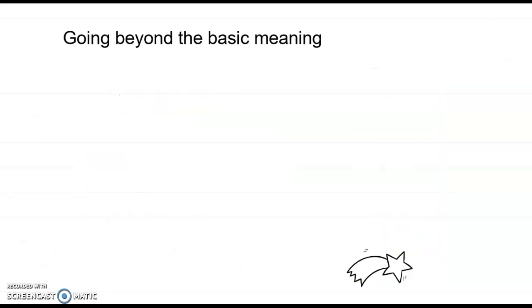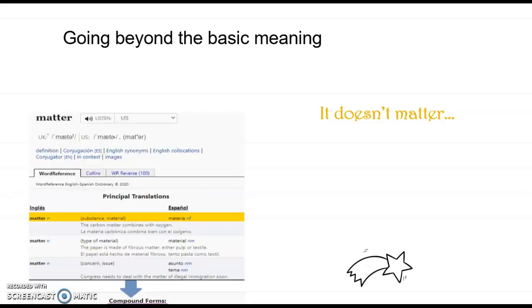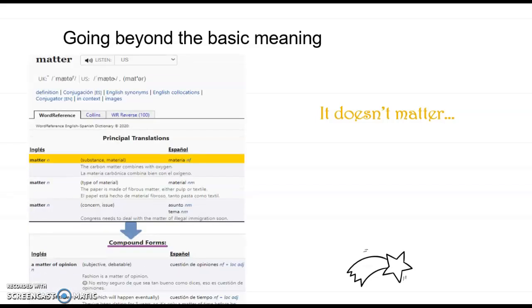Okay then, what happens when we want to go beyond the basic meaning? Let's say that you are working with a phrase. It doesn't matter. When you have a phrase, you have to select one word to search in the dictionary. The best option here is matter. When we search for matter in the dictionary, the first and principal translation is materia. But this is not enough. This doesn't make sense for the phrase.